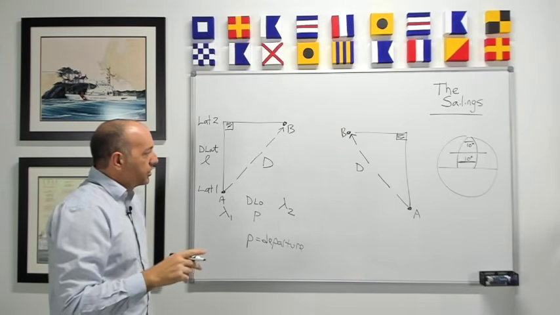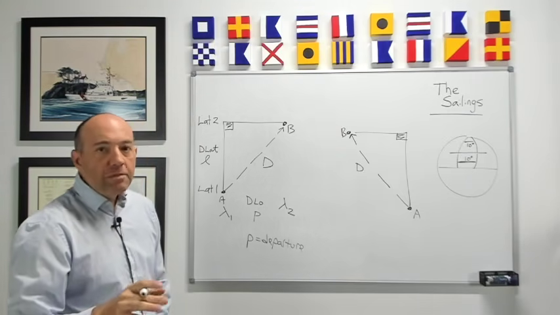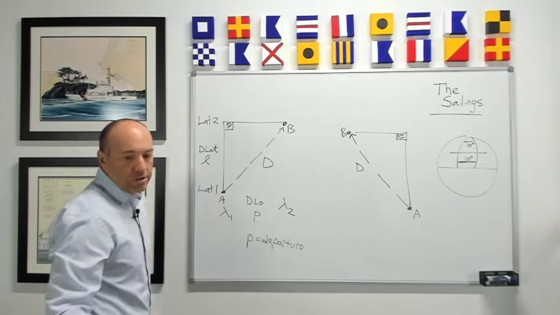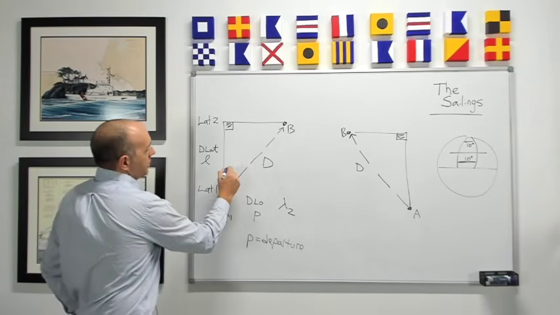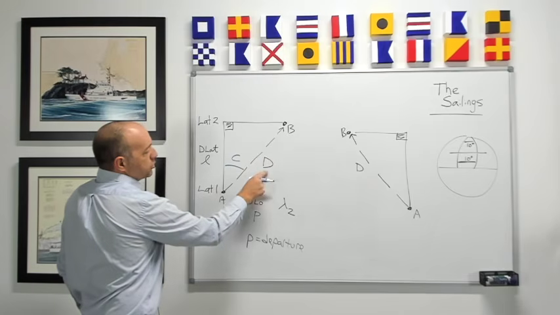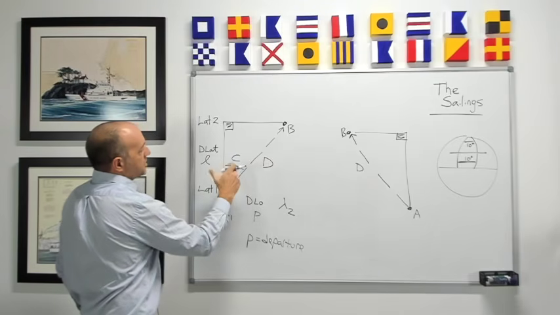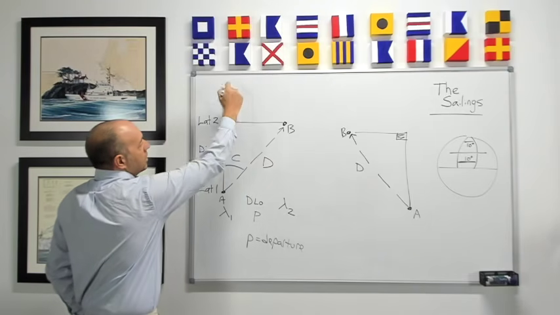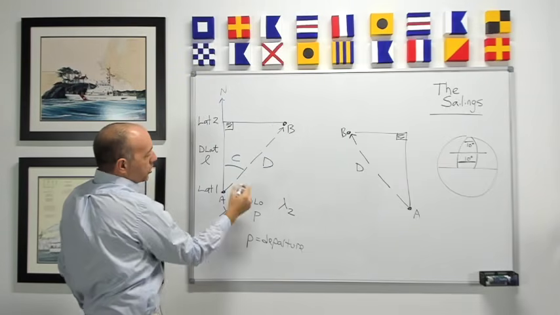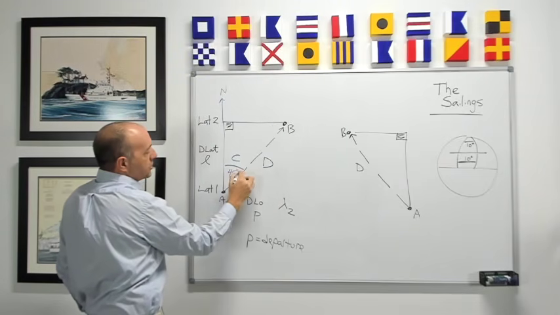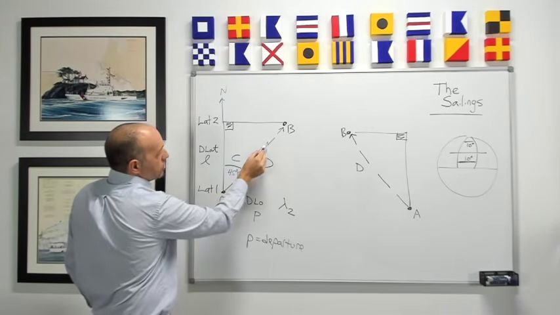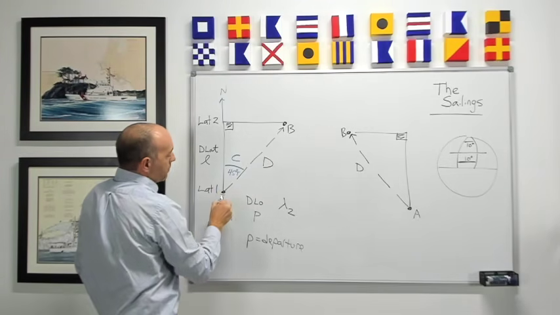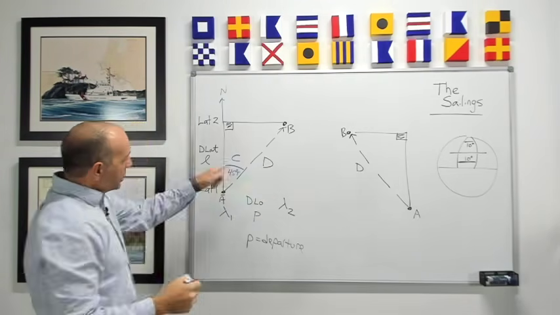Where things go a little different, and it can be confusing, is this angle right here, which is your course. So as mariners, we want to know the distance and the course. So if this is north and this is our destination, that would be our course. Say it's 45 degrees true. Well, if we head off on course 45 degrees true at whatever distance, we're going to make it from A to B.